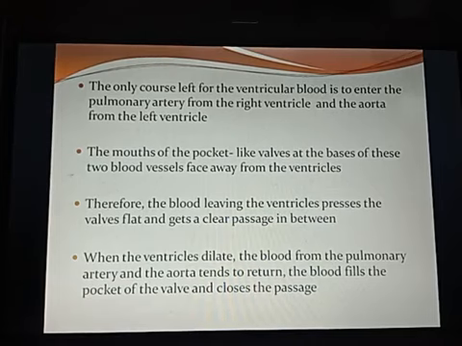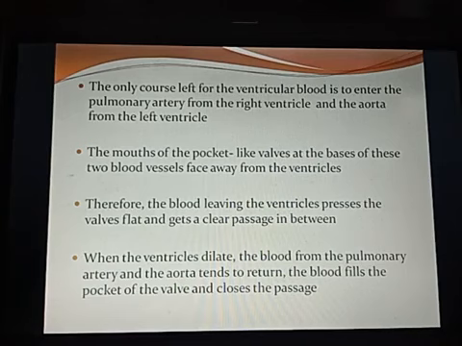When the ventricles dilate, the blood from the pulmonary artery and the aorta tends to return. So what happens when the ventricles dilate, when their volume increases? At that time the blood from the pulmonary artery and the aorta tends to move back towards the ventricles. But do you think it can take place? The blood fills the pocket of the wall, and at that time the walls will close the passage. It means the backward flow of the blood cannot take place.